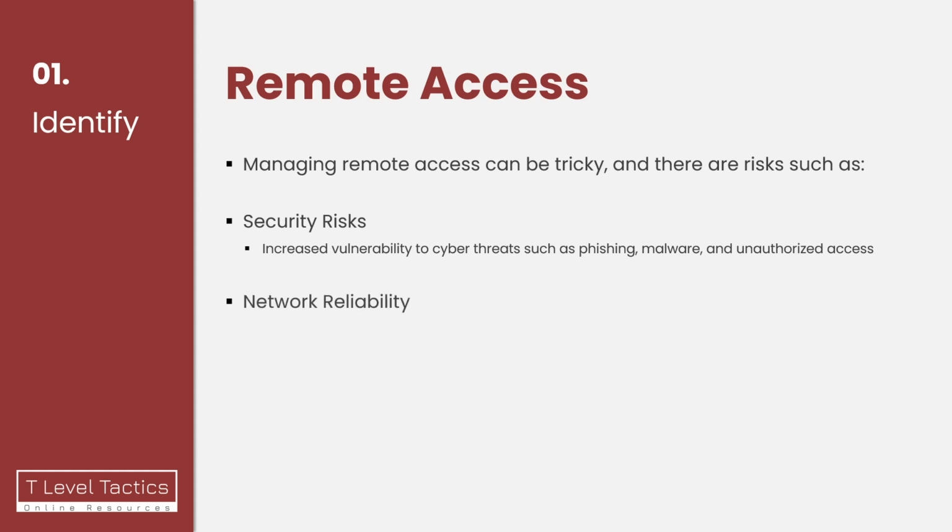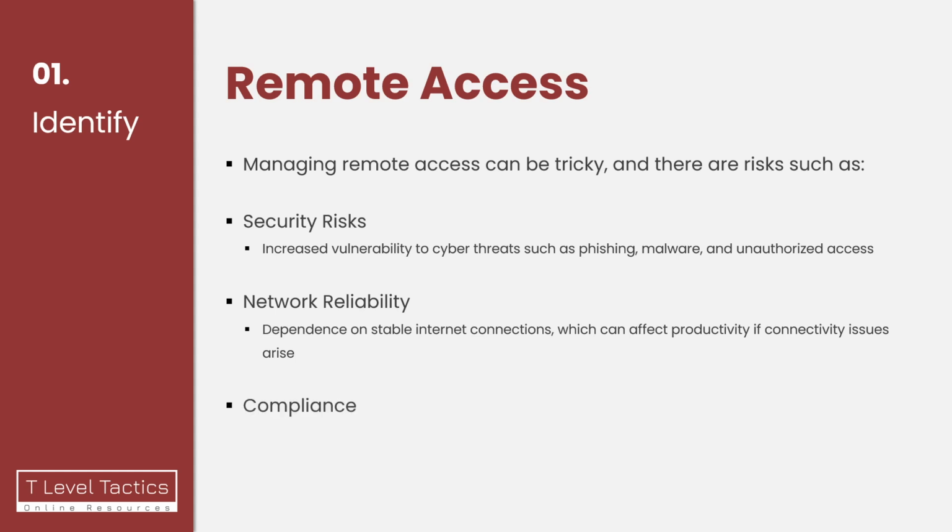There are also network reliability issues, and it all depends on stable internet connections wherever you're trying to remotely access a network or a computer. This can affect productivity if connectivity issues arise. People trying to do work remotely from a coffee shop, for instance, or on a plane, are not going to have the best internet connections available. And there are also compliance issues here with people following the rules, ensuring that remote access practices comply with data protection regulations and organizational policies. So perhaps working from a coffee shop or a plane actually isn't the most secure way of going about your work.